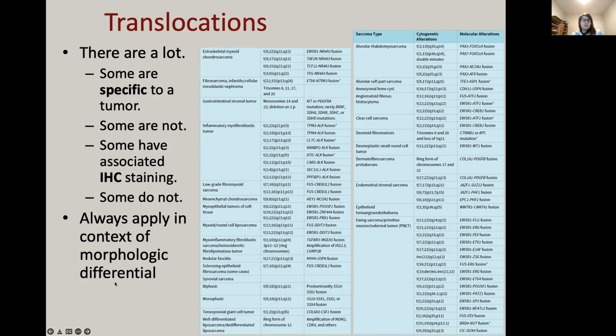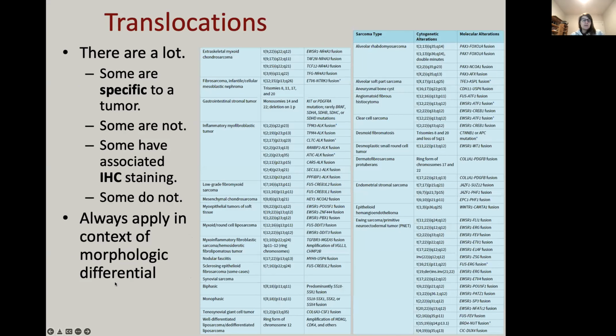So for example, NAB2-STAT6 in solitary fibrous tumor has a STAT6 nuclear immunostain, which we may start with first before progressing to fusion. And many of them do not, right? Many of them do not have corresponding markers, but many do.